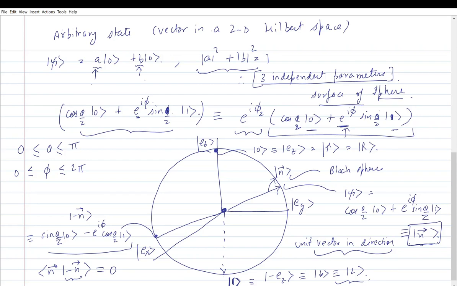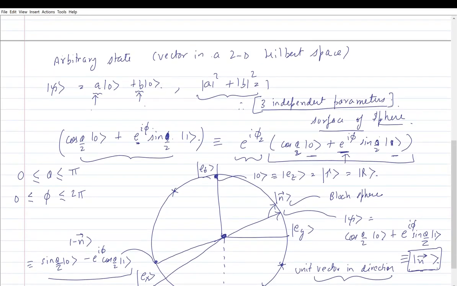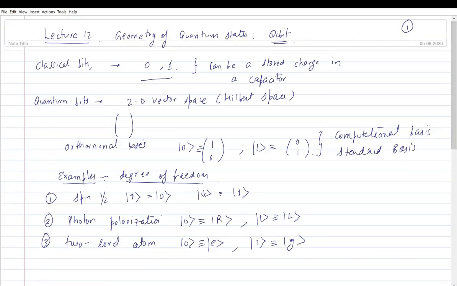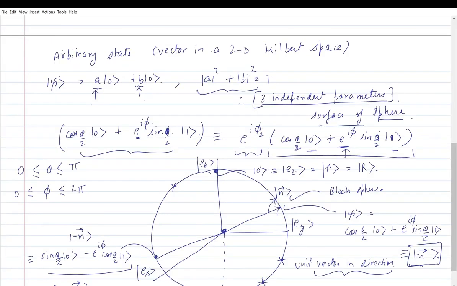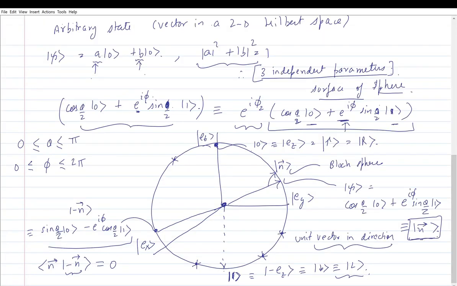So that's how I represent all the points on the surface of the sphere. It represents the state of a qubit. So as you can already see, unlike the classical bit, which was either a 0 or a 1, a qubit has infinite possibilities, all points on the surface of the sphere. Okay, so this is called the Bloch sphere. For light, it is called the Poincare sphere. It's the same thing for the state of the light.